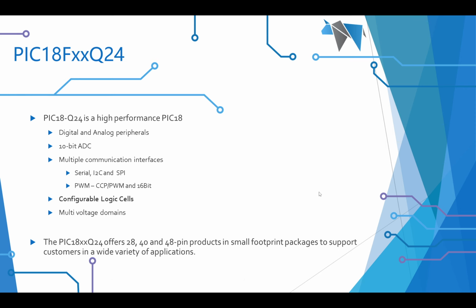So why am I showing this screen? This is a description of it. Essentially, I'm saying there are configurable logic cells in this chip, and in reality, there's 8 of them. But what are configurable logic cells, or CLCs?